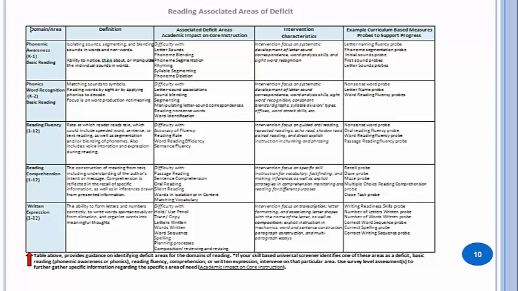I just think this is so cool. It's really, really cool. And we have that for reading and math. I believe we have the math one at the end with the resources. So yes, we do. Okay.